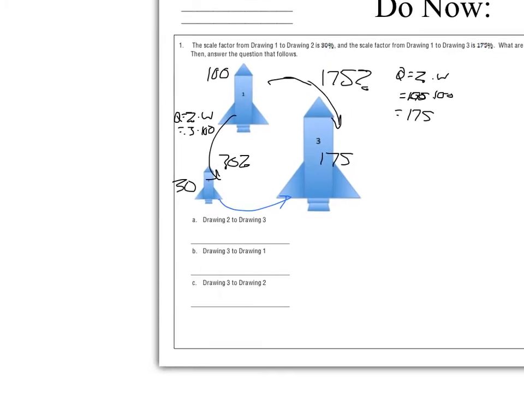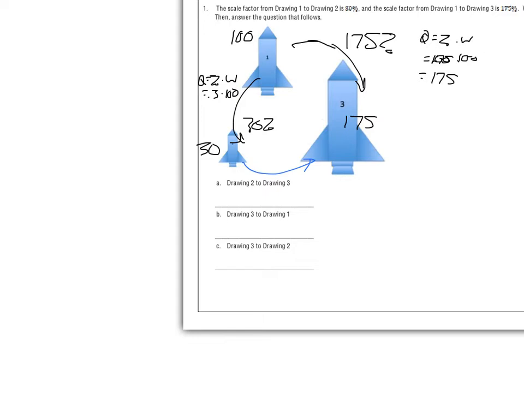So now looking for this one, we're looking for drawing 2 to drawing 3, new over old. We're going from 30 to 175, so the old is 30 over 175. Gives us 5.833 repeating, which times 100 gives us 583.3 repeating percent.